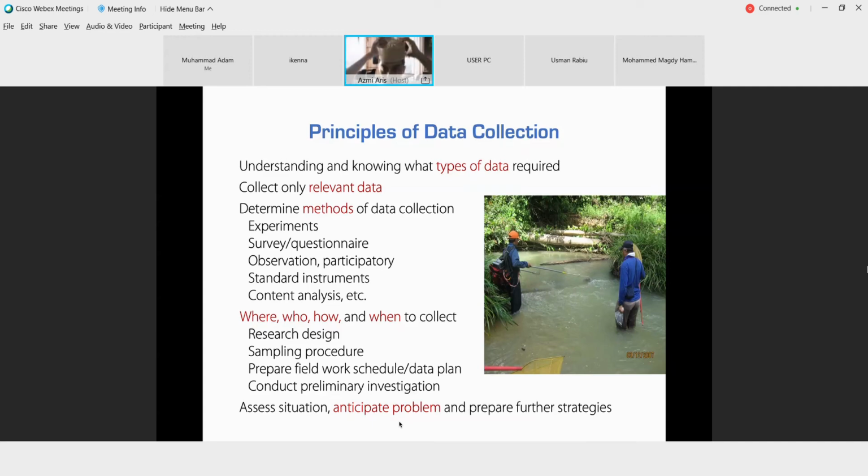For example, before these 2 guys go and get the fish here, we need to do preliminary investigation to see whether that site is suitable or not suitable for us to get into the river, or is there many fish or no fish at all. Okay, so all those has to be done before you collect your actual data, meaning that you need to do some preparation work before you start collecting your data, and maybe need also to do some pilot study.